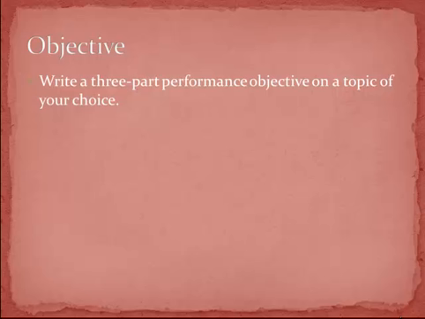The objective for this session is to write a 3-part performance objective on a topic of your choice. At the end of this session, you're going to write a performance objective that will describe what we should be able to do after you teach your 5-minute lesson based on Gagne's instructional events.